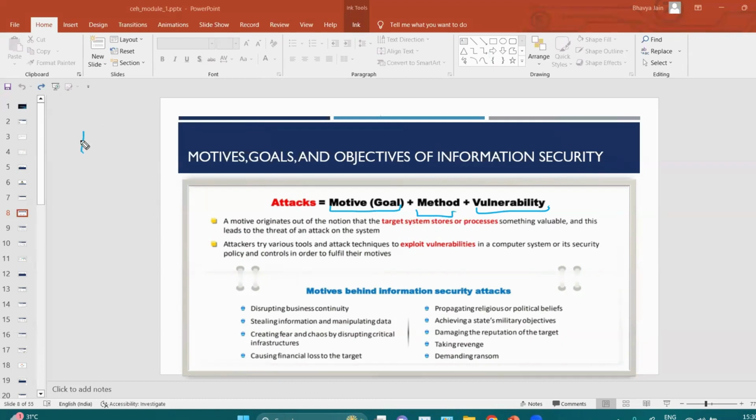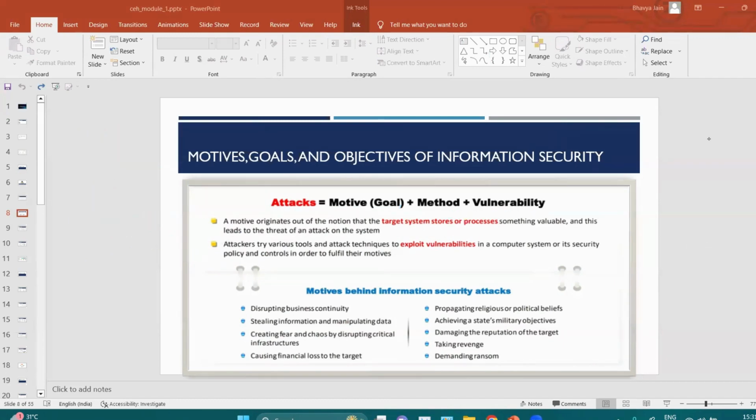Because motive will give you a direction of hacking. Without a motive, without a reason, you cannot hack any system. If you want to hack my system, then there's a motive behind it. Why do you want to hack my system? What do you want to take from my system? That is the motive.